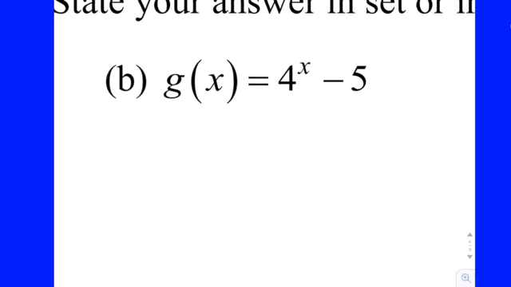Sweet. How about this guy? Let's take a look at him together. His name is G. The independent variable is x. That is 4 to the x power, right? That's how we read that, 4 to the x power. That's an exponential function.